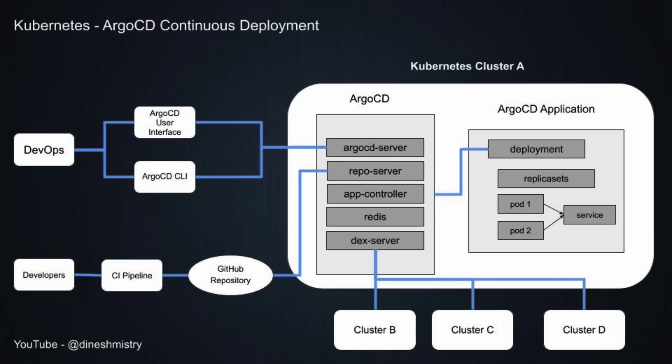So let's take a look at a high-level architecture for how ArgoCD would be deployed. There's really two components that make up ArgoCD. There's the DevOps side of the house. This is how you would interact and manage ArgoCD. There's an ArgoCD user interface, as well as an ArgoCD CLI. These both interface with the ArgoCD server component that's deployed into the cluster.